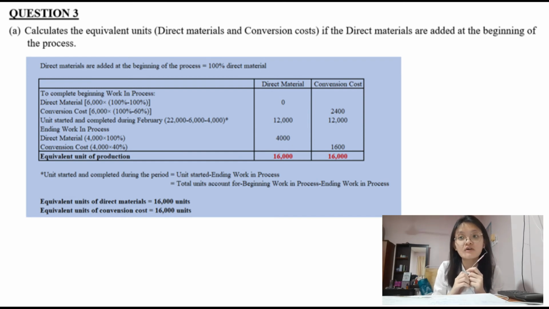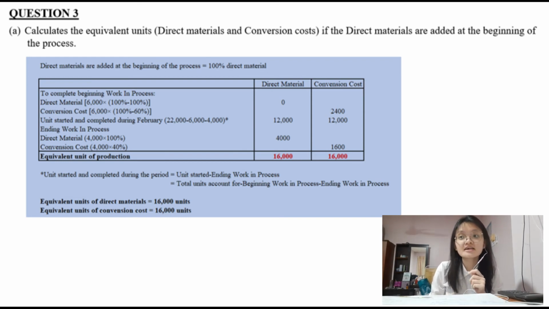Okay, and for the conversion cost, the beginning work in process will be equal to 60%. So we need to use the 100% minus the 60%, so it will be equal to 40%. The 40% will be used to times with the units of 6,000 units, so the answer will be 2,400.